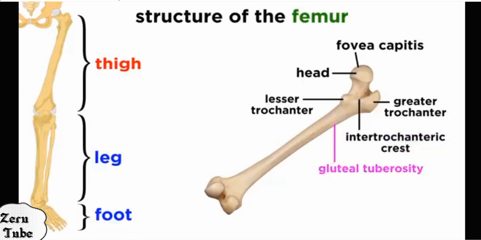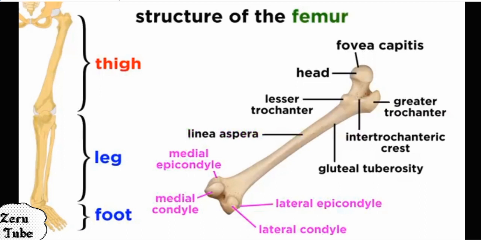When we see the middle parts of the femur, we can find the gluteal tuberosity. The gluteal tuberosity is located at the middle parts of the femur, and the linea aspera is also found at the middle parts of the femur.